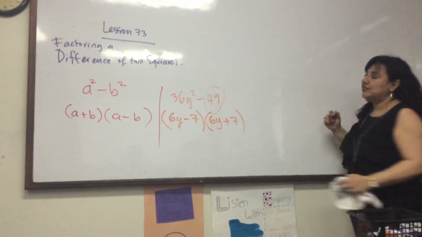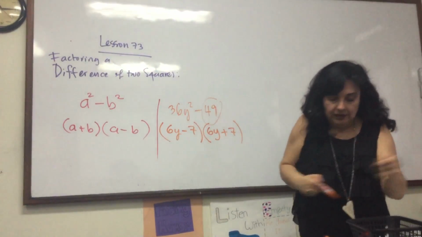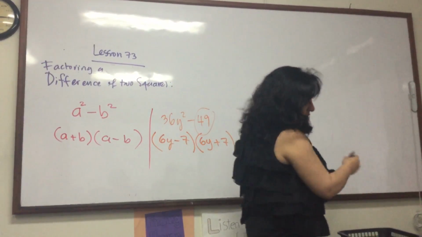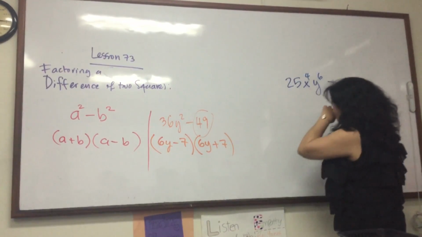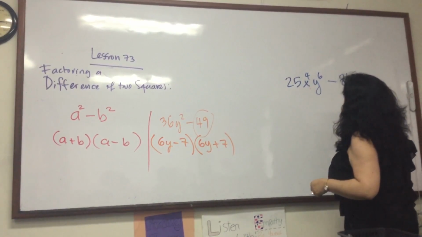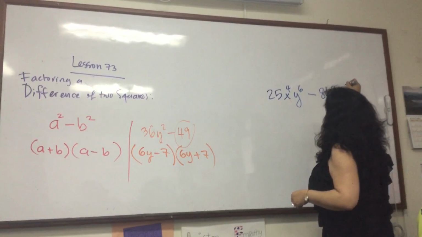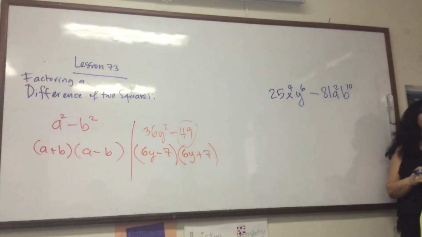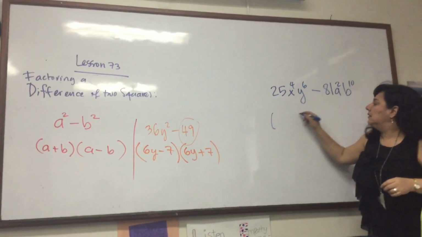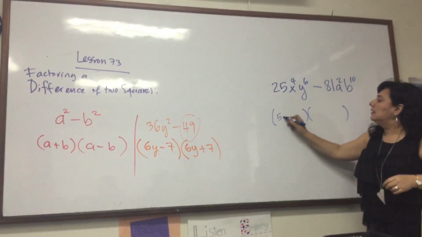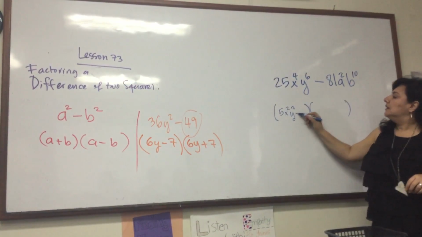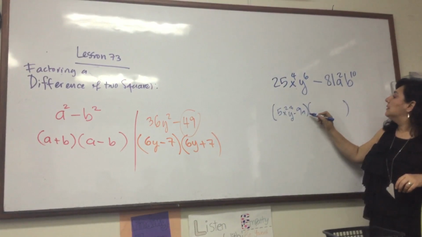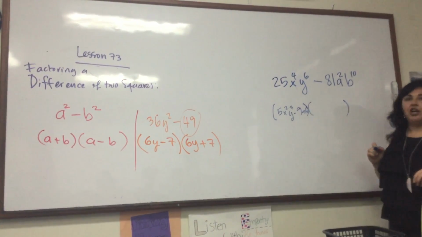I need to show you something else before you ask the question. Check this out. What would you do here? Parentheses 5x squared y cubed minus 9a and b to the power of 5. Very good. Excellent. You got it.